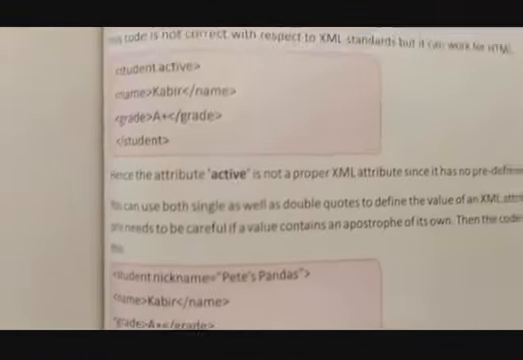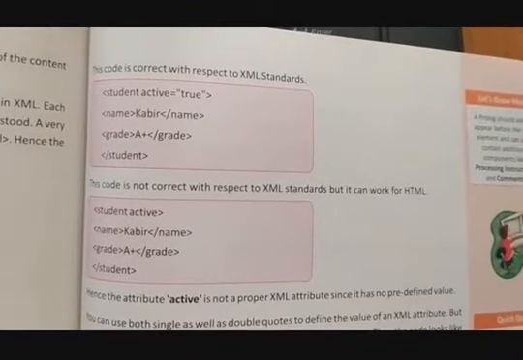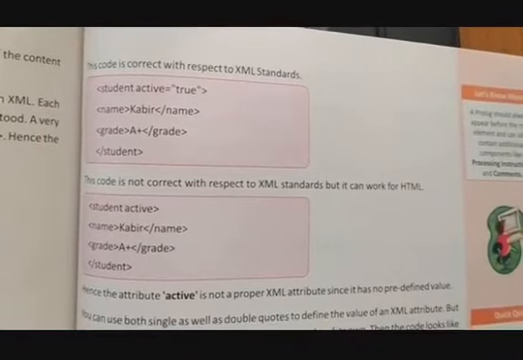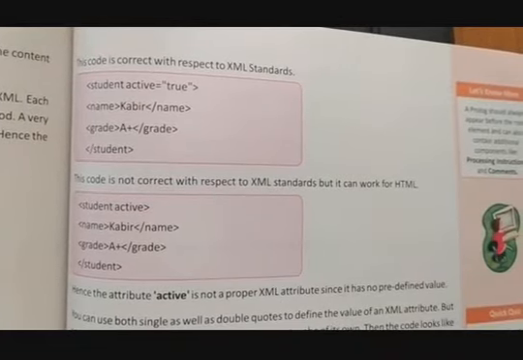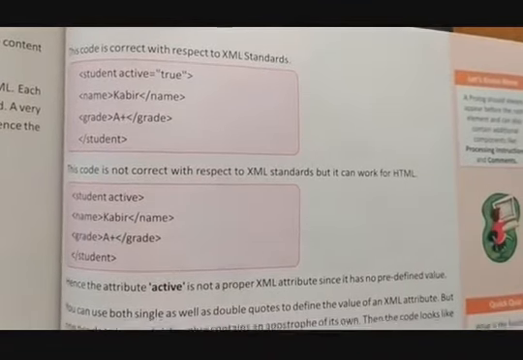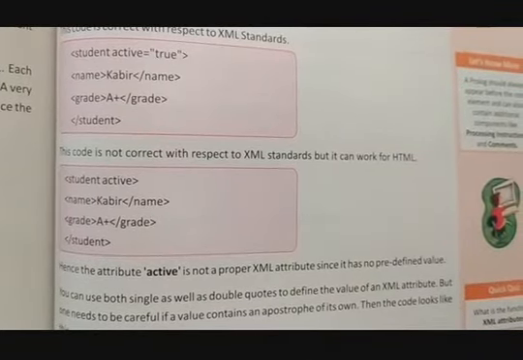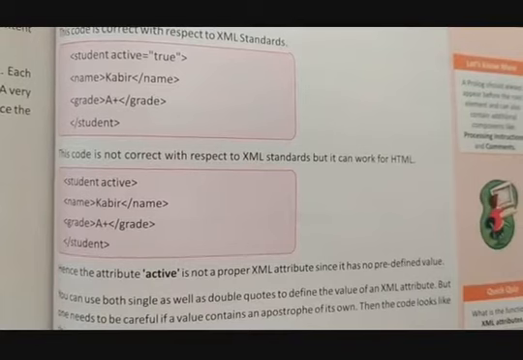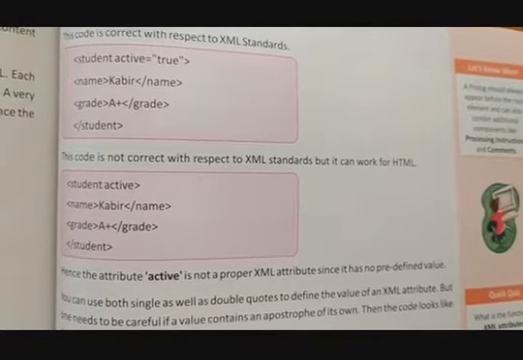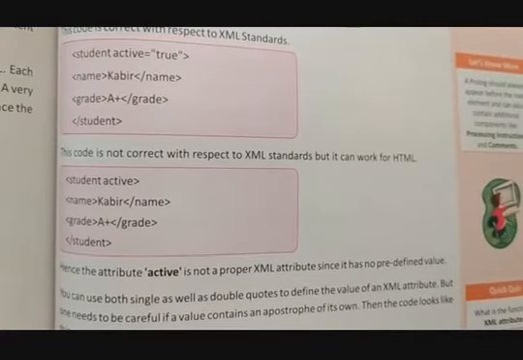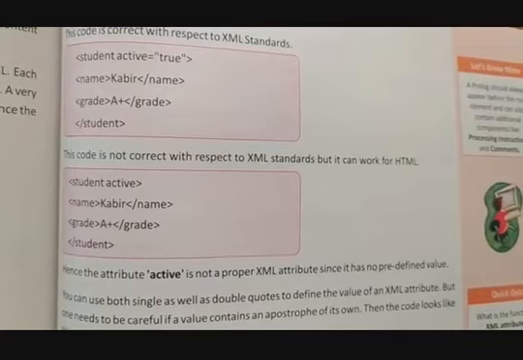Yes, students, you can see that there are two codes. The top code is correct with respect to the XML standard, because we have defined the value true in the attribute active. But the second code is not correct with respect to the XML standard, because here the active attribute is not defined by any value. So the attribute active is not a proper XML attribute since it has no predefined value.